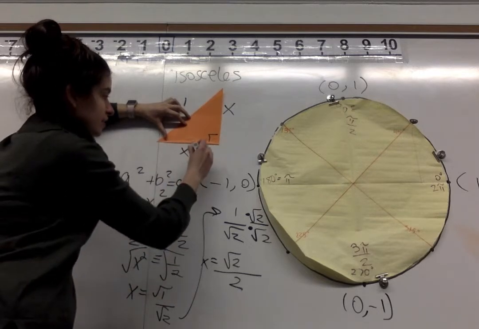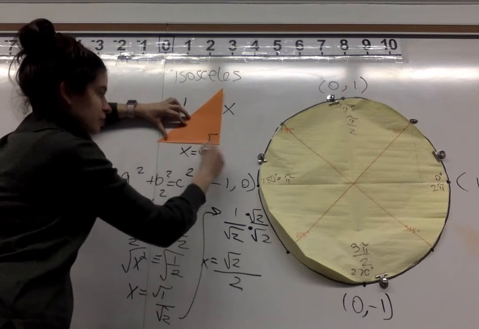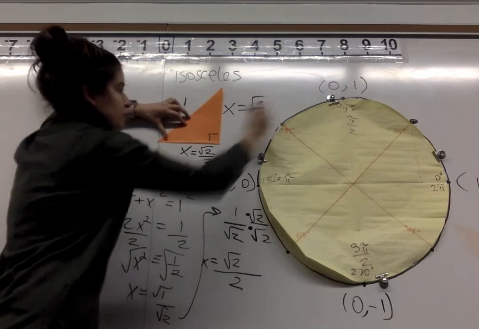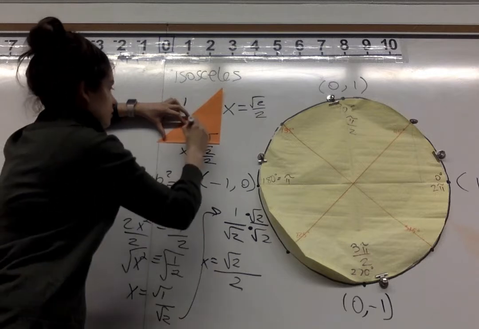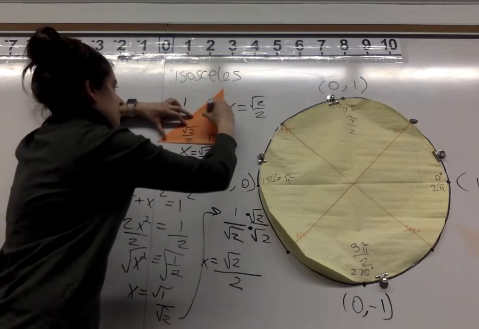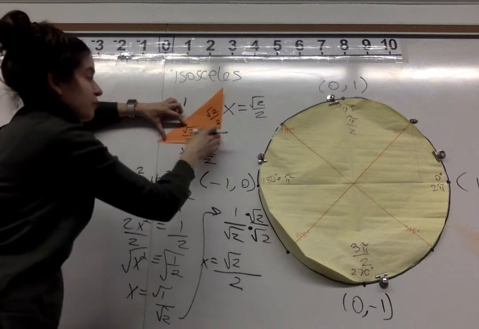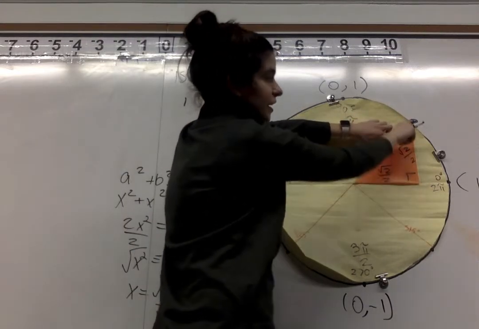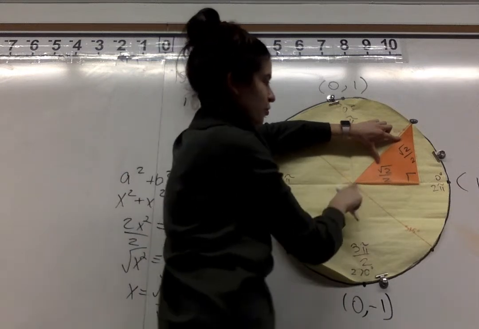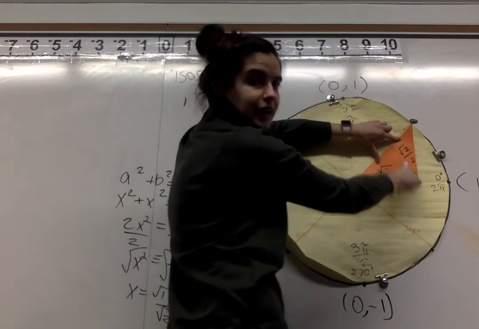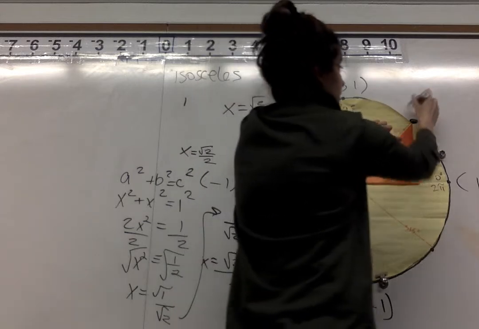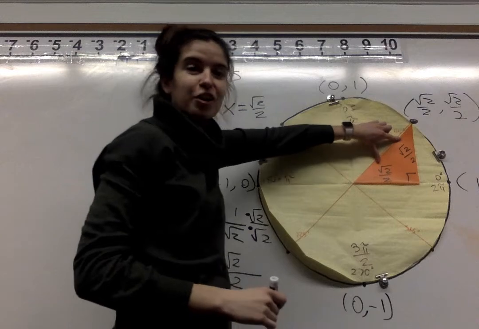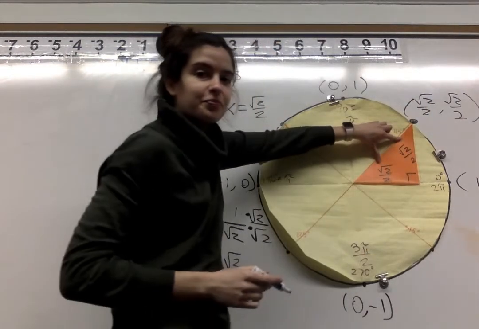So this length here, to get from here to here, is square root of 2 over 2. This length is also square root of 2 over 2. And this had a length of 1. So this triangle on our unit circle, to get to this coordinate here, we had to go over square root of 2 over 2 and up square root of 2 over 2. So that is our coordinate point at 45 degrees.